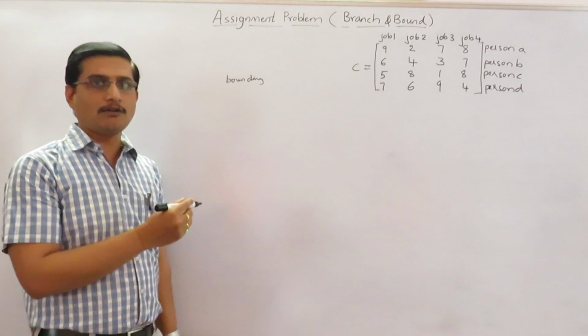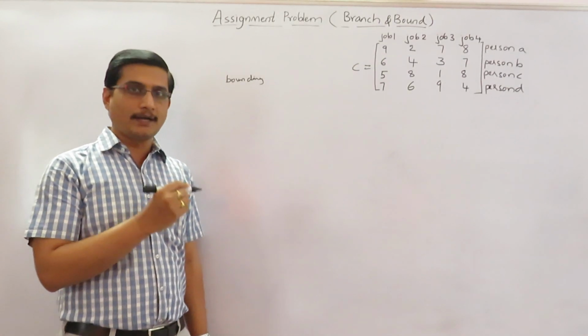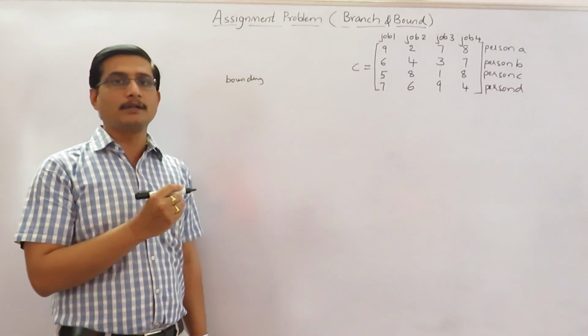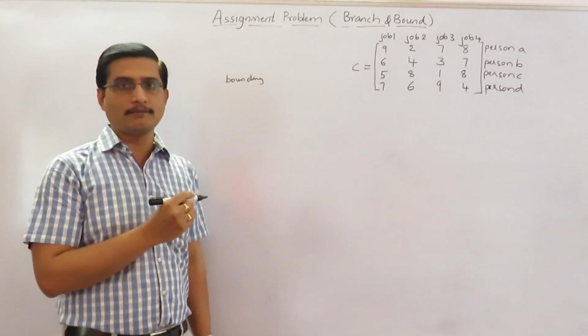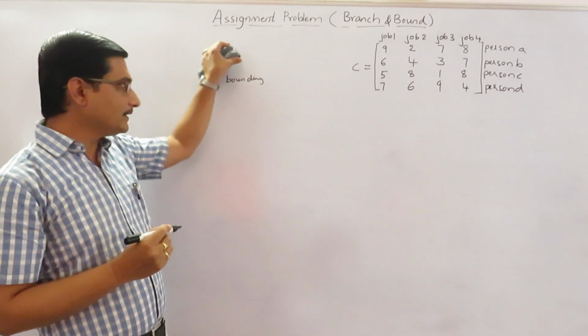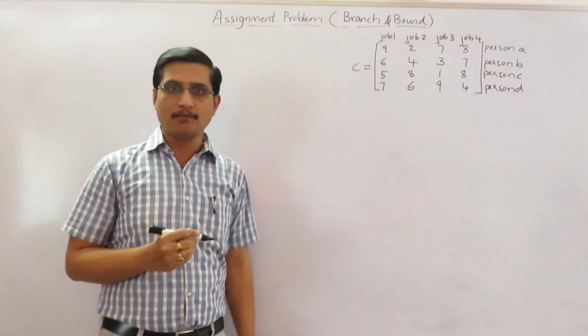If we bound like this, then we can get better values. So in construction of the state space tree, if we are able to provide this bounding value, then the value which is nearer to this one will be a promising node. Otherwise, it will be a non-promising node. So with this background, let us try to solve this assignment problem.